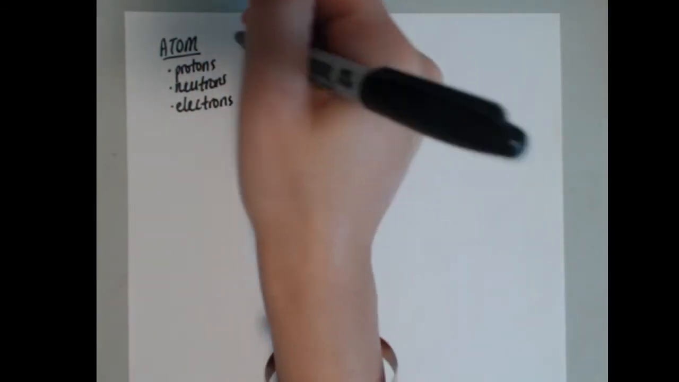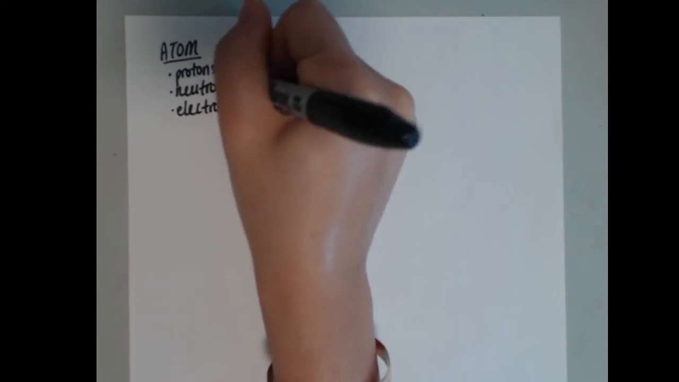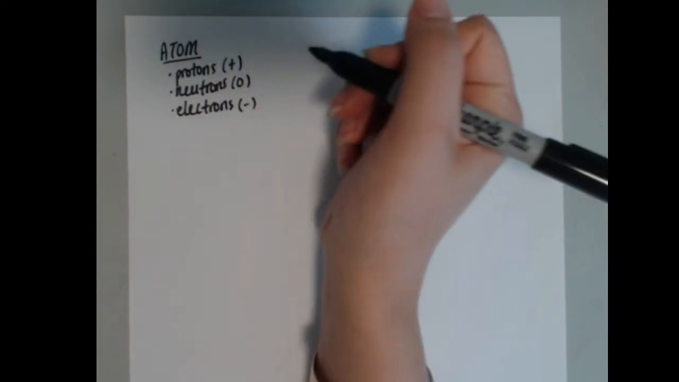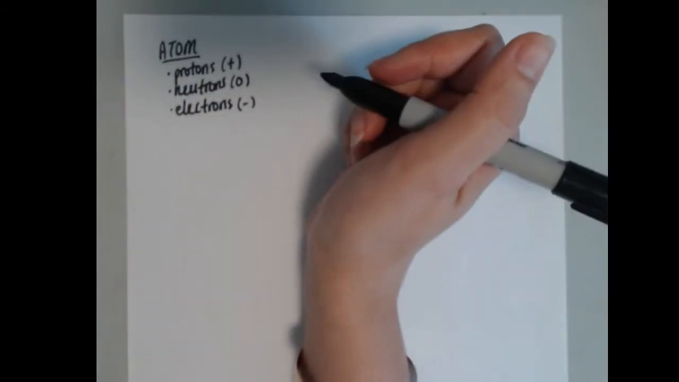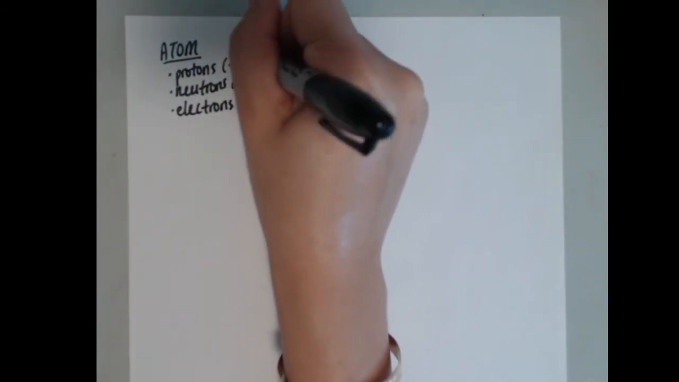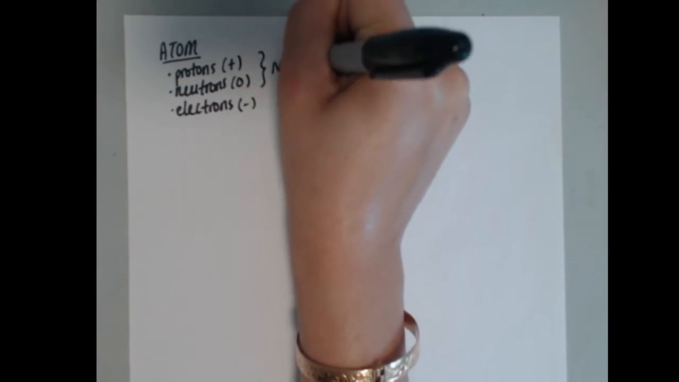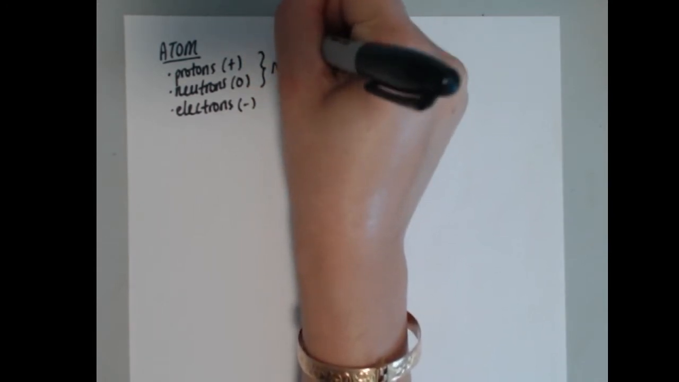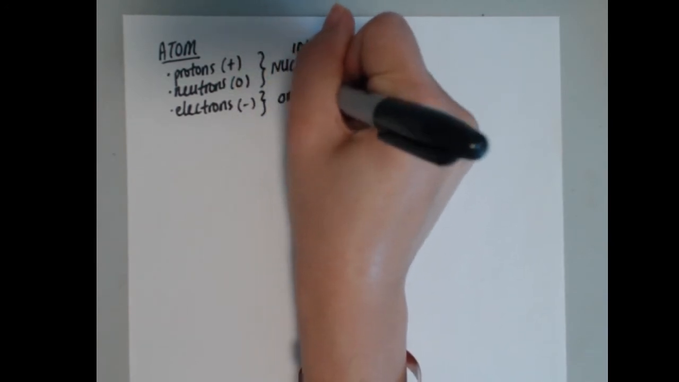You probably remember that protons have a positive charge, electrons have a negative charge, and neutrons are neutral. They have no charge. Now, specifically, where are these particles located? The protons and the neutrons are located in the nucleus, which is in the center of the atom, whereas the electrons orbit the nucleus.